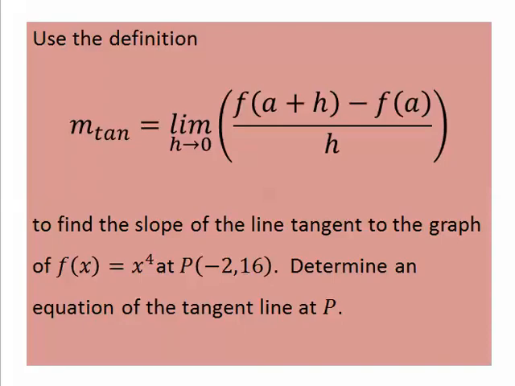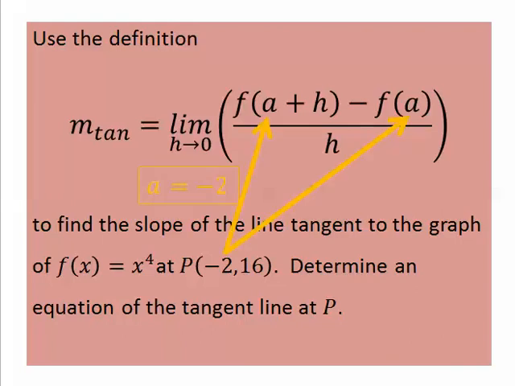3.1.19. In this problem, we're asked to use the following definition to find the slope of the line tangent to the graph. The function is f of x equals x to the fourth power, and the point we're interested in is the point (-2, 16). After we find the slope, we're going to find the equation of the tangent line at the point (-2, 16).